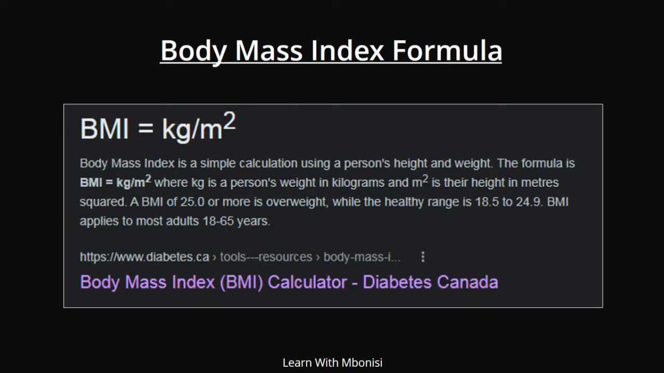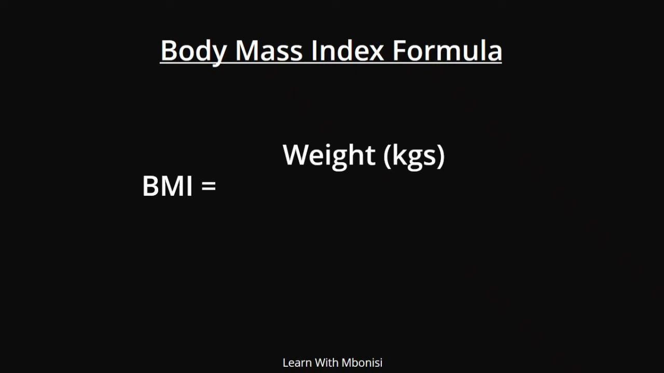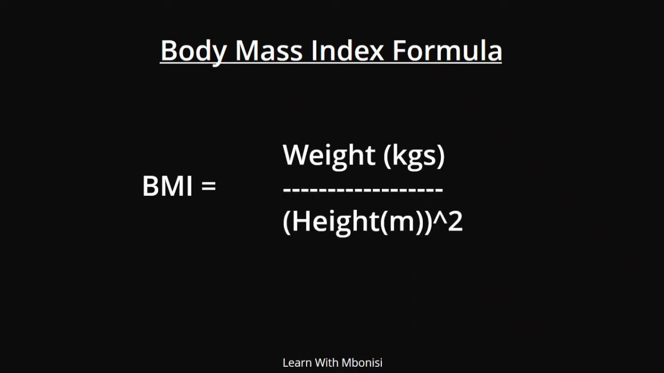So a body mass index is just a calculation of a person's height and weight, where the height will be in meters and the weight will be in kilograms. In order to calculate BMI, there is a weight in kilograms, as I said, and a height in meters. Then that height will be squared, to the power 2.